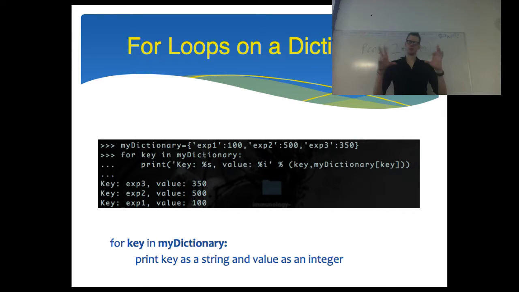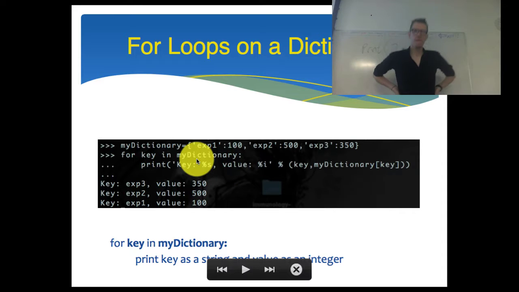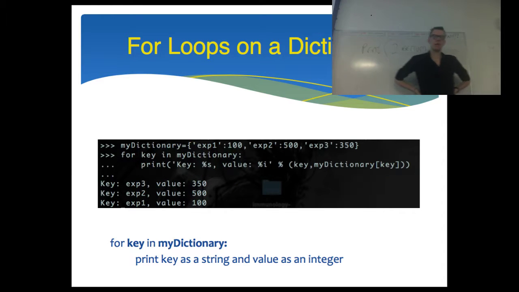Remember, dictionaries have those curly braces on the outside. They're separated by commas, and they have key and value pairs separated by colons. And then we write a for loop that looks very similar. For key in my dictionary, colon, new line, indentation. What that is going to do is set key equal to exp1, key equal to exp2, key equal to exp3 as it goes through the dictionary. Note, perhaps not in that order, just because dictionaries don't have a defined order.